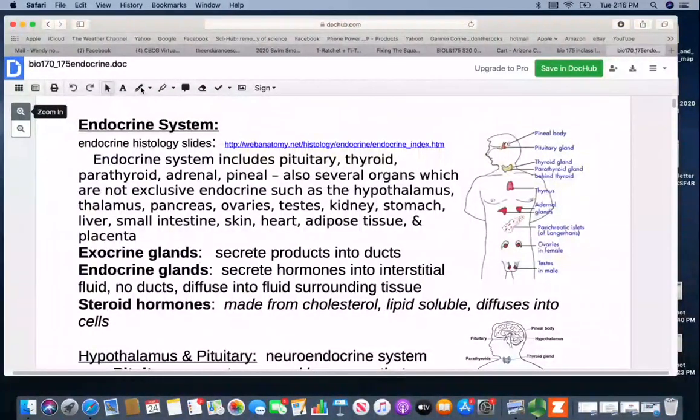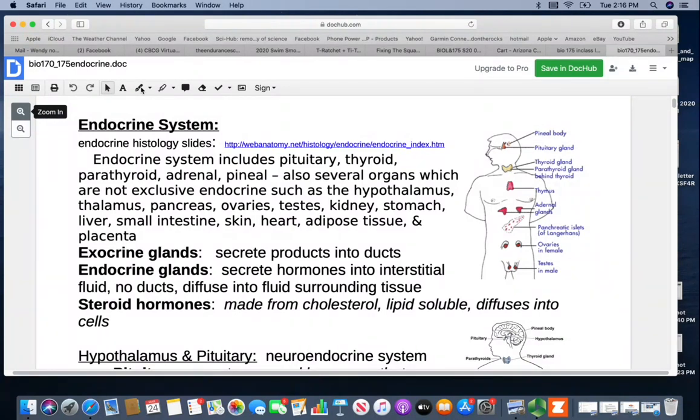Today we're going to talk about the endocrine system. So our endocrine system is going to include multiple glands. It's going to include the pituitary, thyroid, parathyroid, adrenal, pineal, and then it will also include several organs that are not exclusively endocrine, such as the hypothalamus, thalamus, pancreas, ovaries, testes, kidneys, stomach, liver, small intestine, skin, heart, adipose tissue, and placenta. These other organs will actually have little bits of endocrine tissue in them as well.